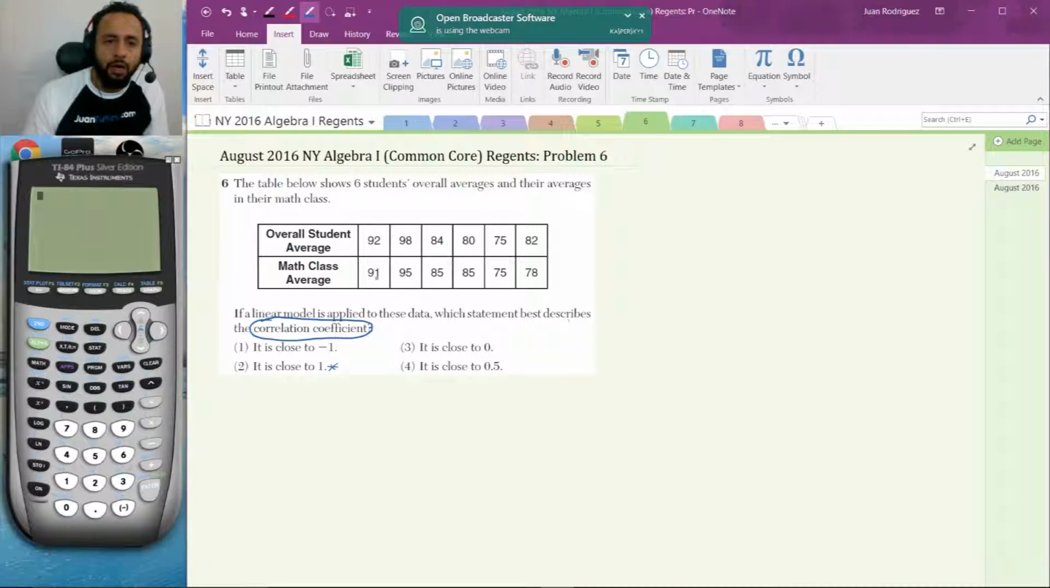Now I look at the data, 92, 91. Both in the low 90s. 98, 95 in the mid and high 90s, 3 points away from each other. 84, 85 in the mid 80s. 80, 85 the low to mid 80s. Both 75, mid 70s. And 82 and 78, right, hovering around 80. So all the numbers are very close to each other. So these make up a line, if you graph the points, that has a positive slope.